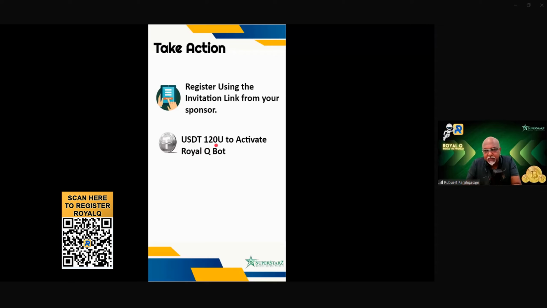That's the price of the bot. Price of the bot for now. In the future, this might go even higher. But for now, it's only $120. Well, it will work for you for 1 year.